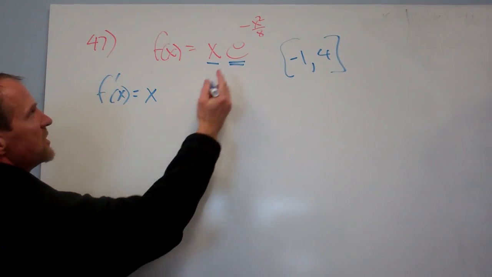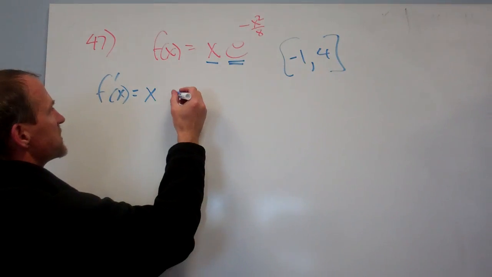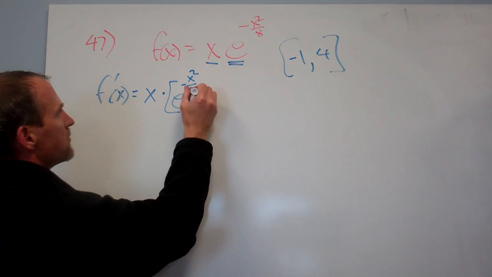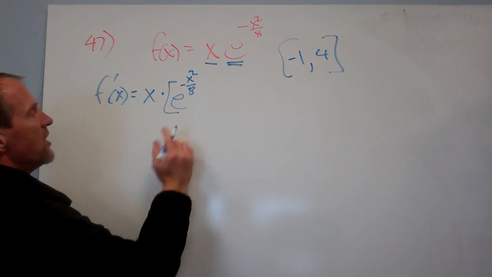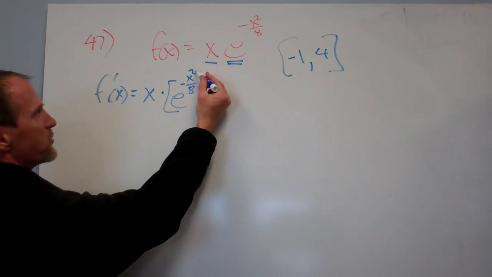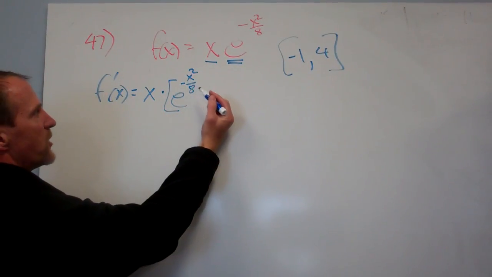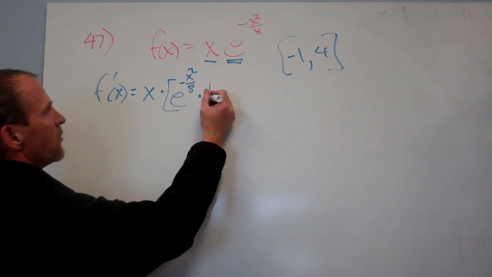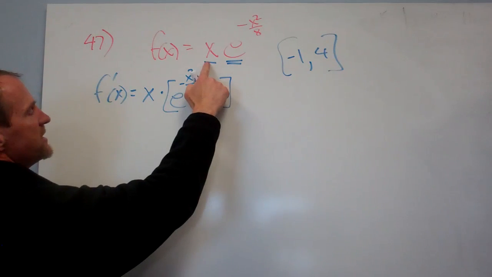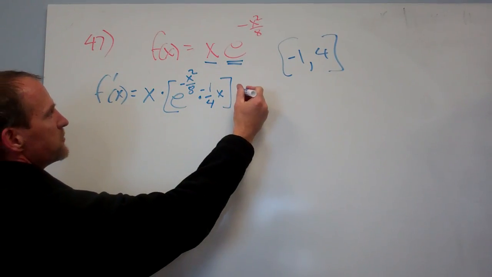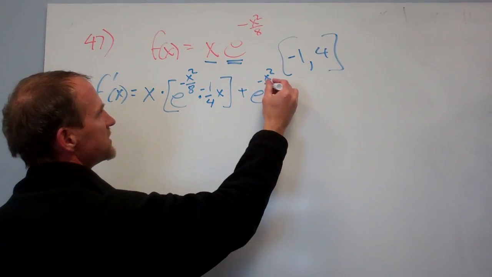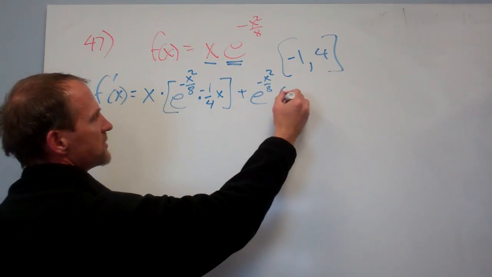So x times, well, the derivative of e to something is going to be e to that same something, but then I have to take the derivative of the inside. Well, you can think of this as x squared times negative 1/8. So when I bring the 2 out front and multiply that by the negative 1/8, I get negative 1/4 x. So that's this times the derivative of this part, then plus this, so I write it again, e to the minus x squared over 8 times the derivative of that, which is just 1.